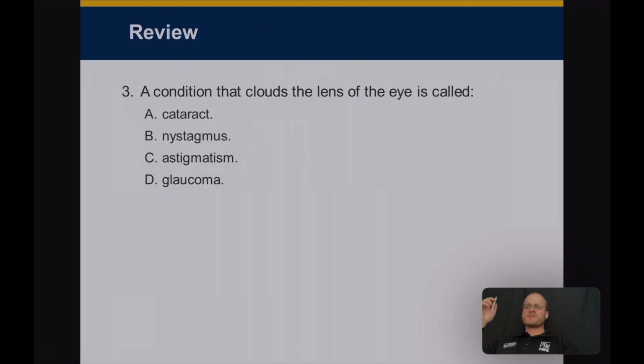A condition that clouds the lens of the eye is called a cataract. Okay, and so this is common. If you've ever seen an old dog, you've probably seen this. Cataract. Nystagmus is bouncing of the eyes. Next time your friend is drunk, have him follow your eyes horizontally, and they'll have nystagmus. This is when the eyes bounce. Astigmatism is what I have. It's where you have a distortion of the lens of the eye. And so glaucoma is increased intraocular pressure.